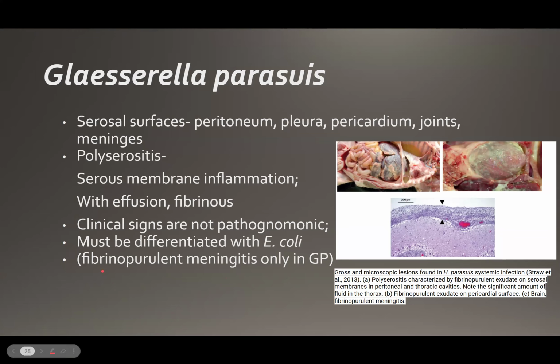But how can you differentiate it from Glaesserella? So the fibrinopurulent meningitis is only found in Glaesserella parasuis. Okay.